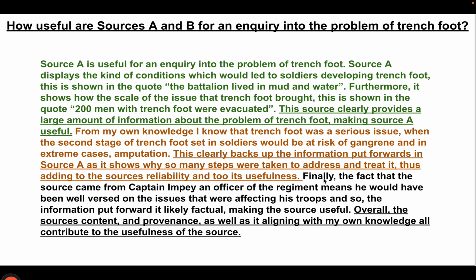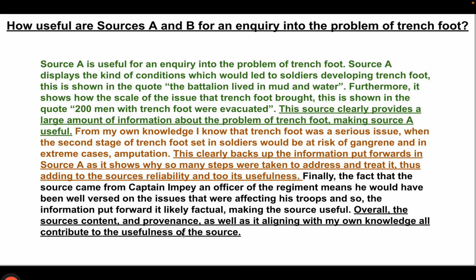And to finish with the provenance. Finally, the fact that the source came from Captain Impey, an officer of the regiment, means he would have been well versed on the issues that were affecting his troops, and so the information put forward is likely factual, making the source useful. So once again, just a little sentence tying it to usefulness. Overall, the source's content and provenance, as well as it aligning with my own knowledge, all contribute to its usefulness.